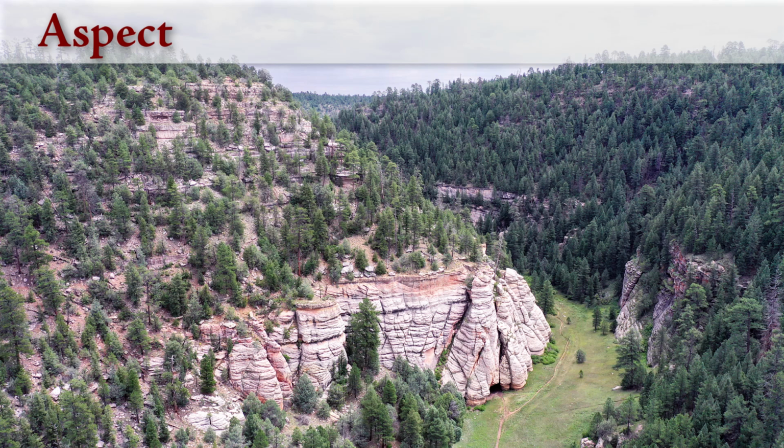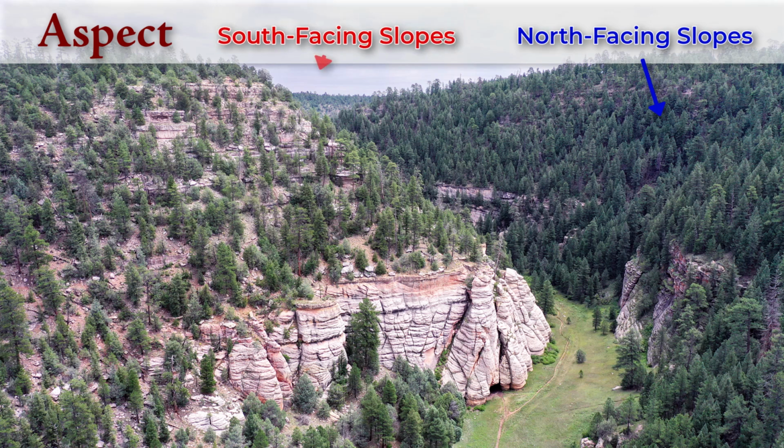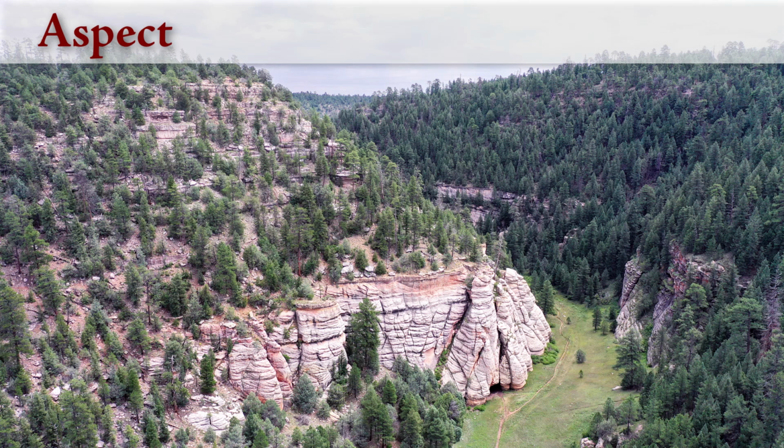You see a similar pattern here at Fisher Point, just south of Flagstaff. In this image, we're looking directly east at the entrance to Walnut Canyon. So the canyon walls on the right of the image face north, walls on the left face south. So the forest on the north-facing walls on the right is composed of primarily higher elevation mixed conifer forest, while the forests on the south-facing walls on the left are composed of typically lower elevation species like ponderosa pine and pinyon juniper.